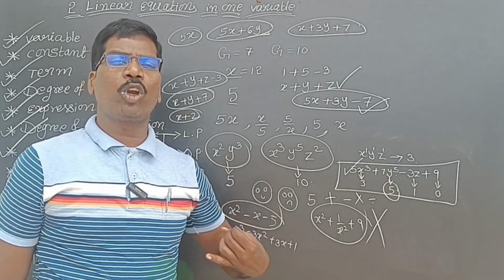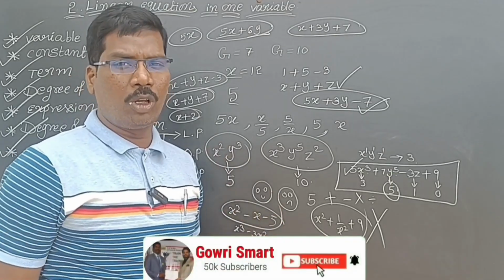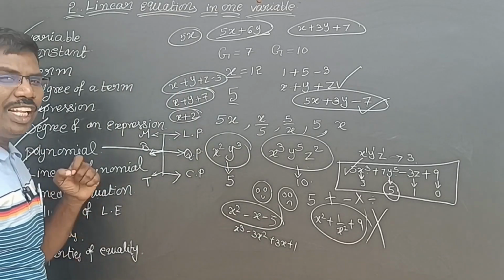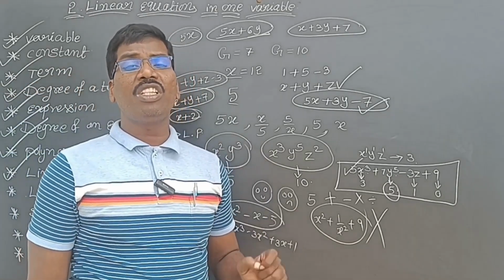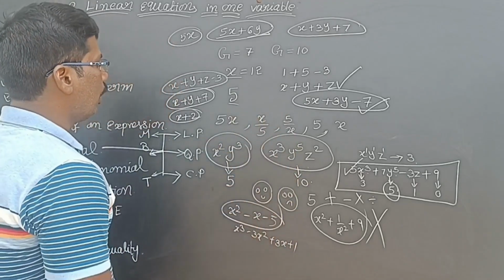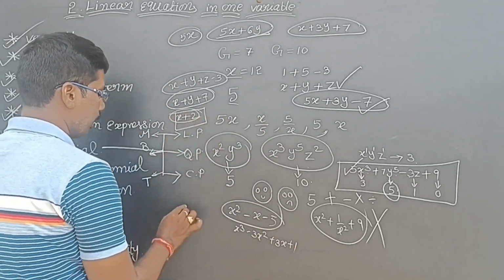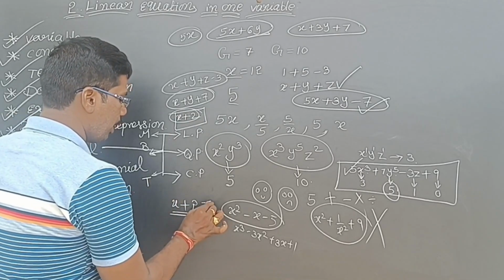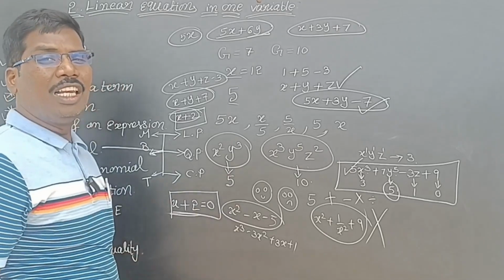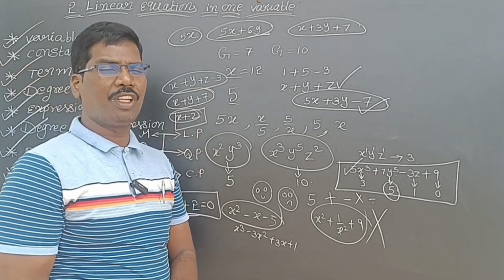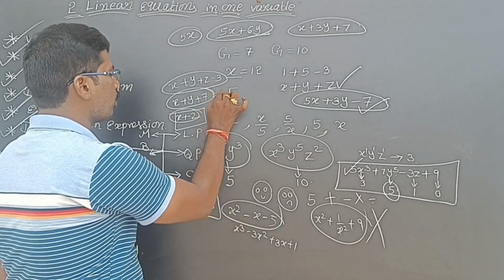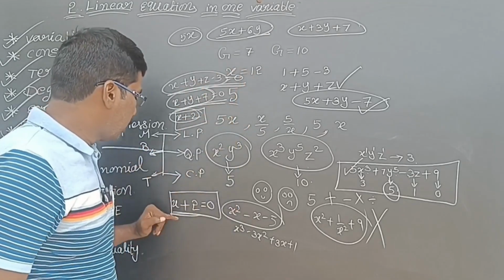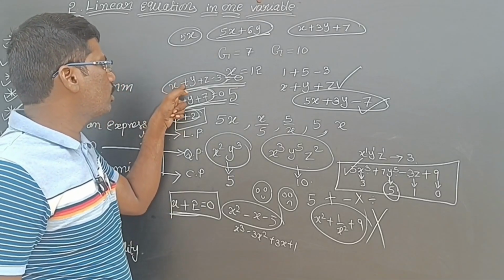According to terms: monomial, binomial, trinomial. According to degree: linear polynomial, quadratic polynomial and cubic polynomial. Now see, linear equation means what? A linear polynomial which is equal to 0. See here, x plus 2 is a linear polynomial. If it is equal to 0, then that is called a linear equation. This is also a linear equation.